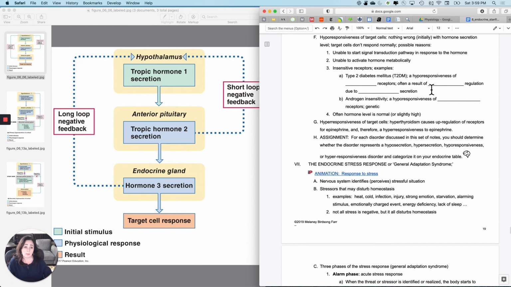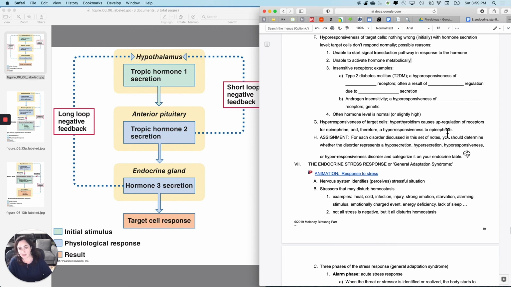Okay, and then this one, I just wanted you to have a hyper-responsiveness because you had a hypo and hypersecretion, and you had a hypo-responsiveness. This one is super hard to understand. I never ask about it, so just listen. Okay, so thyroid hormones, T3 and T4, are metabolic hormones.